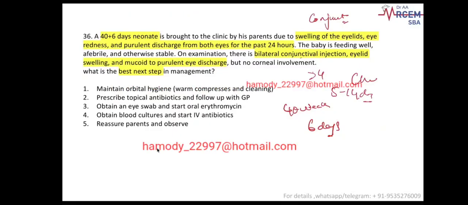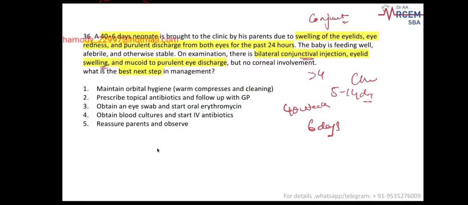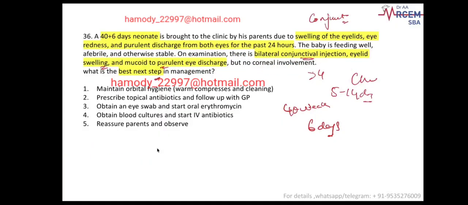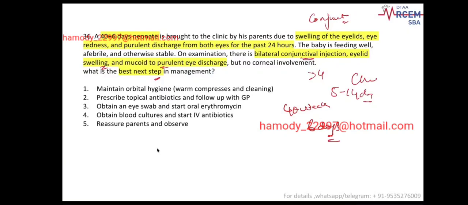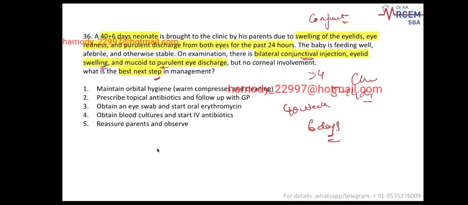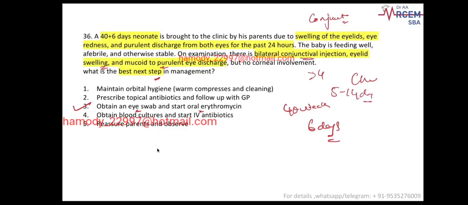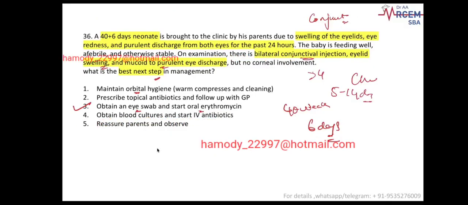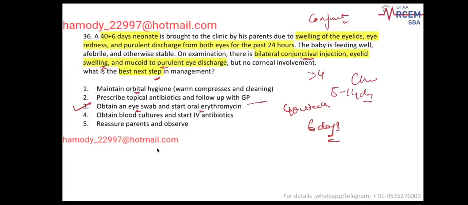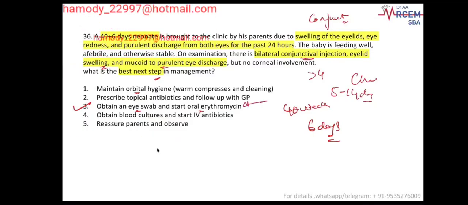On examination, bilateral conjunctivitis, swelling, mucopurulent discharge is present. What is the next step? So it is chlamydial. If it is Neisseria gonococcal, then immediately ophthalmology involvement, IV antibiotics, and admit. For this patient, chlamydial, usually we give oral antibiotics. So obtain an eye swab and start oral erythromycin will be the right answer. Maintain orbital hygiene. It is important, but it is not as important as starting them on oral antibiotics and taking the eye swab for the definitive diagnosis.